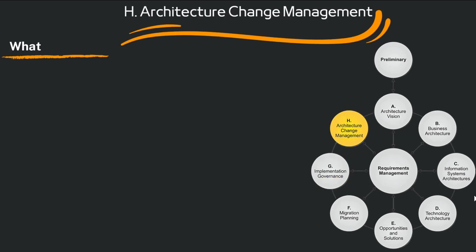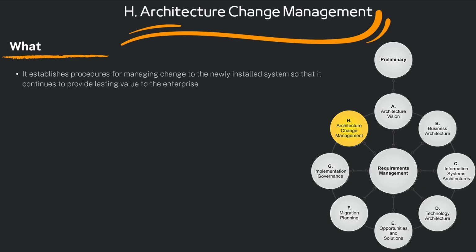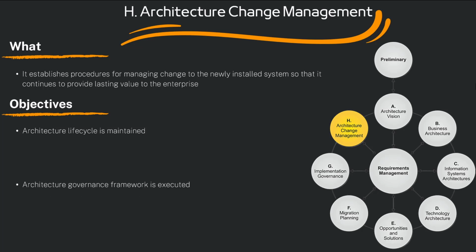Architecture change management is all about establishing procedures for managing change to the newly installed system so that it continues to provide lasting value to the enterprise. Now that we have built this system, we want to make sure that it keeps giving us the value that we proposed. Our major objective is to make sure that the architecture lifecycle is maintained and the governance framework that oversees it is properly executed.